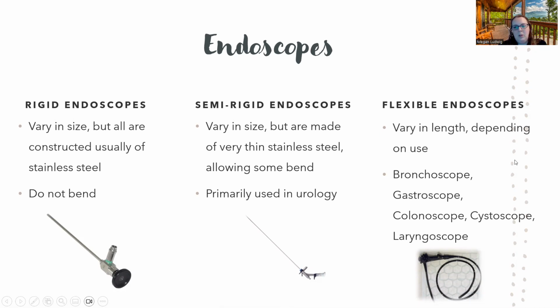And then your flexible endoscopes, a lot of varieties here. Actually, we have more flexible scopes than anything because you can use them to view the bronchus, the bronchi, the stomach, which is a gastroscope. A colonoscope goes in the colon. A cystoscope is for the bladder. And then a laryngoscope goes into the larynx. So they're all going to vary in length, and it's usually pretty obvious which one's which.